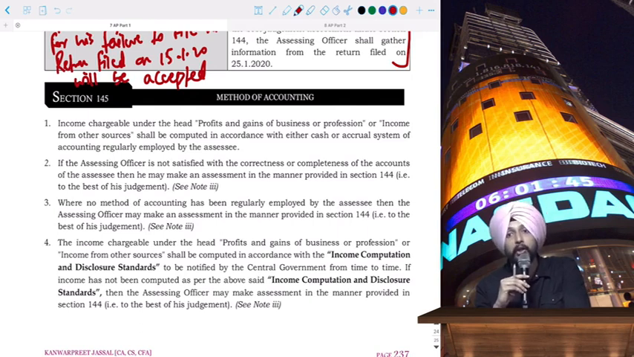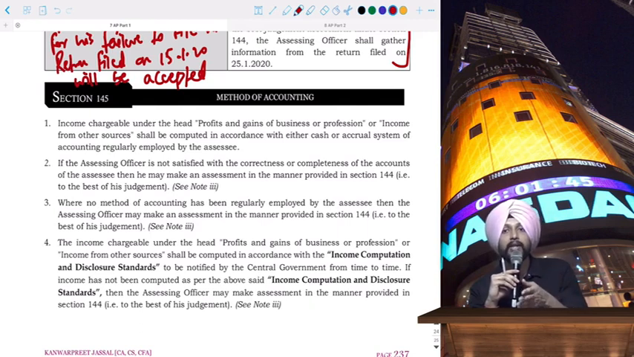Number one. Number two, when you are filing your return using any of the methods, the ICDS which has been notified should be followed. If the SSC is not following the ICDS, then also the assessing officer has the rights to do best judgment assessment under section 144. Point number three, in respect of PGBP or IFOS, it is very much possible that for one of your businesses, you follow mercantile basis and for the other, you follow cash basis. Similarly, under income from other sources, for one source of income you might be using cash basis and maybe you are using accrual basis for the other income.